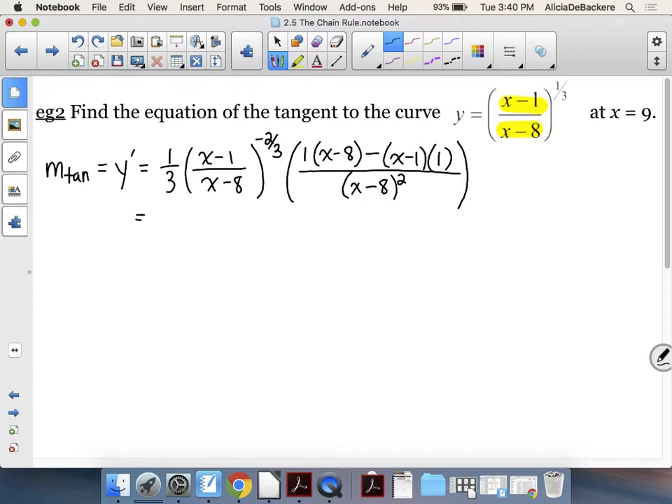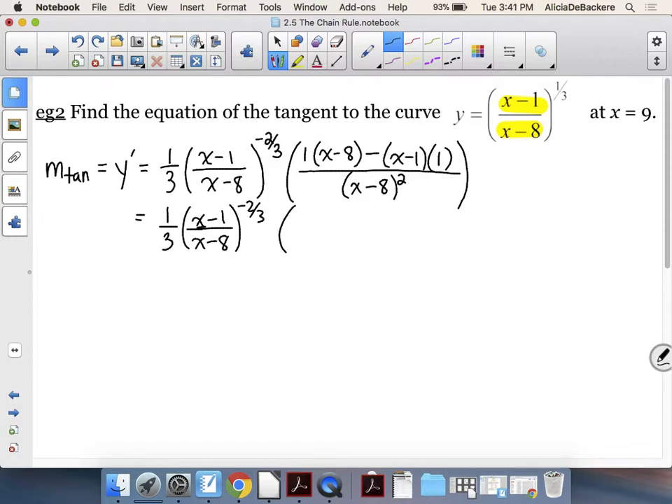Again, I don't care to oversimplify this because I know I'm going to substitute in x equals 9. But that second piece, that second fraction looks a little bit messy right now. I think I can make it look a little tidier. And I'm even going to leave the negative exponent. If you wanted to get rid of that negative exponent, you could flip the fraction inside.